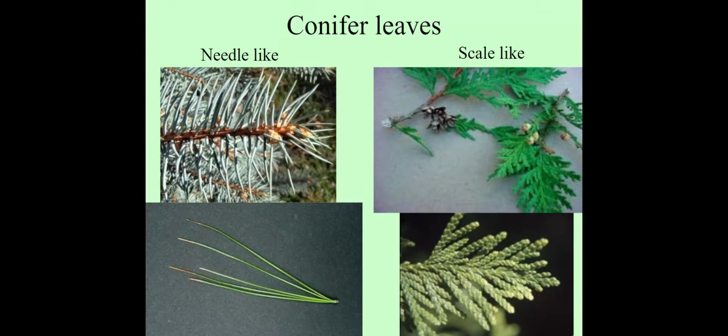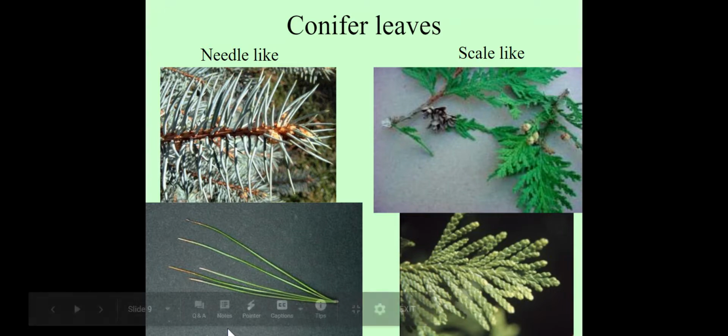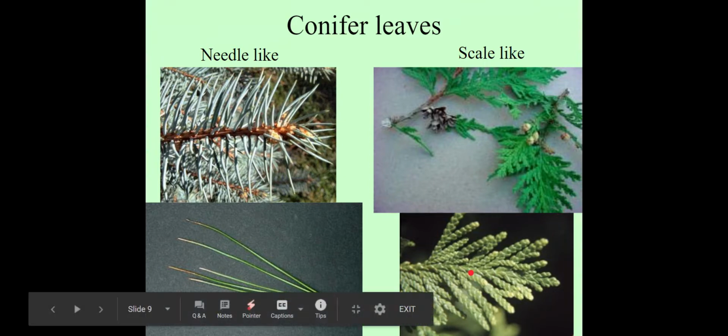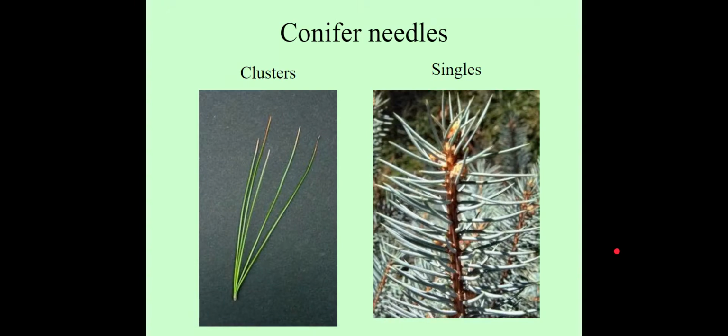So you can have different types of conifer leaves. You have the needle-like ones, which can be singles, where every single needle is attached to the stem. Whereas this one over here, there are 5 needles that go into a cluster or a bundle, and then that attaches to the stem of the tree. And then you have these ones over here, which are scale-like. They look like overlapping scales, like you would see on a snake, and you can see this down here as well. So you've got the clusters, or the bundles, or singles.